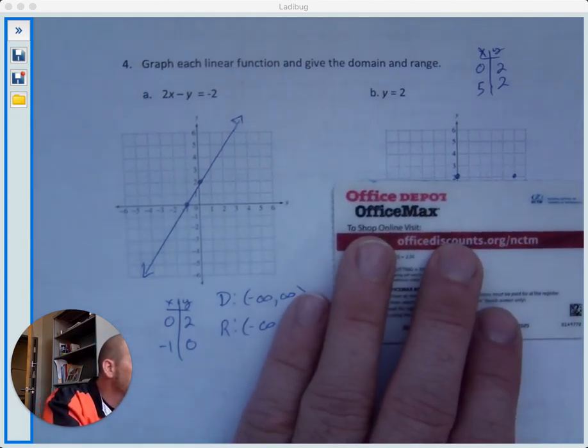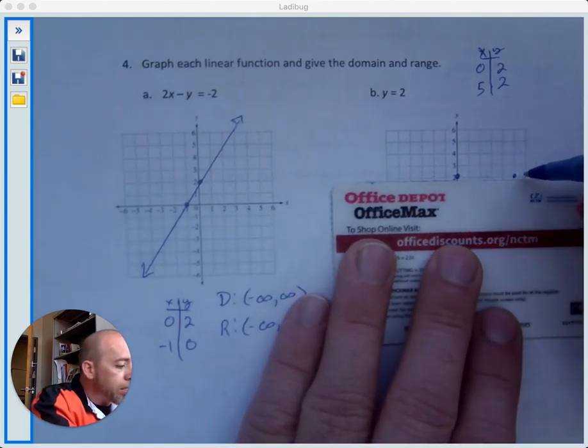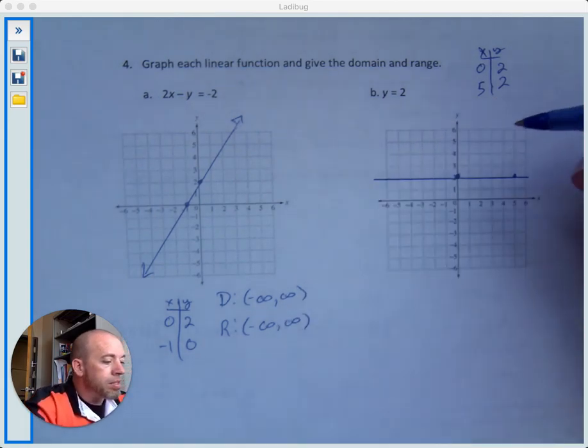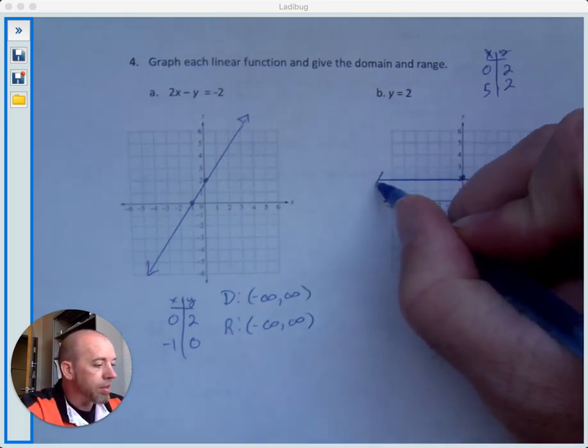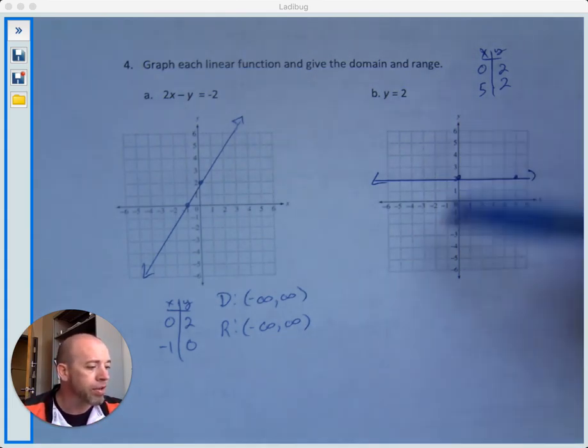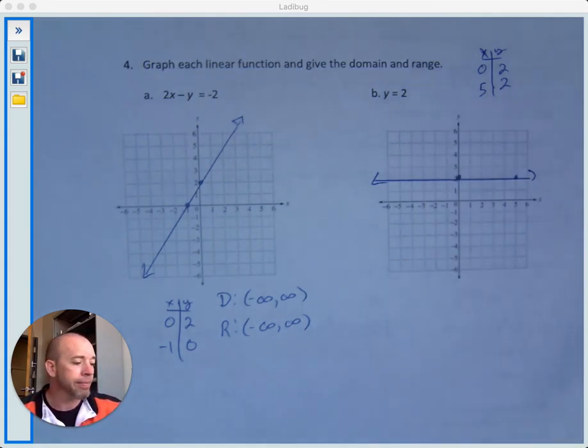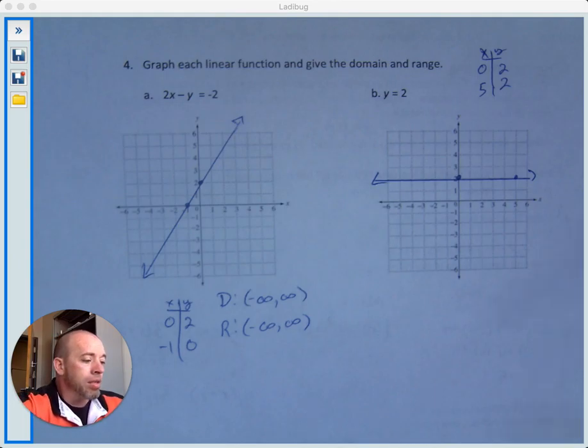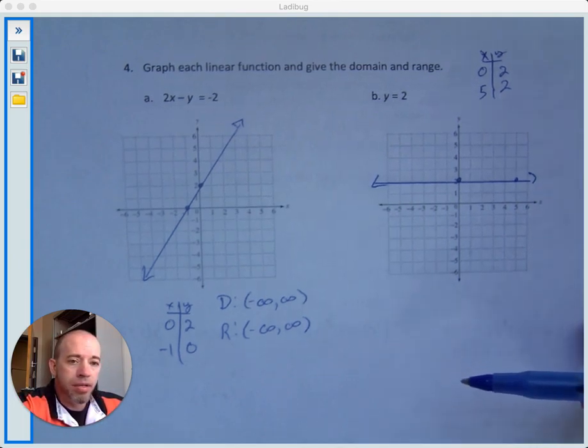And then we're going to graph this line. It is a horizontal line. Is a horizontal line a function? Of course it is. It passes the vertical line test, right? Any vertical line we would draw would go through only one point. All right, so this is a function. That's great.